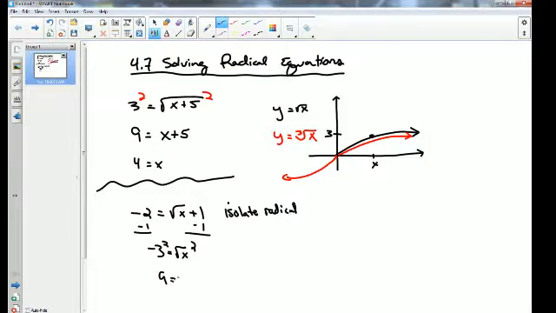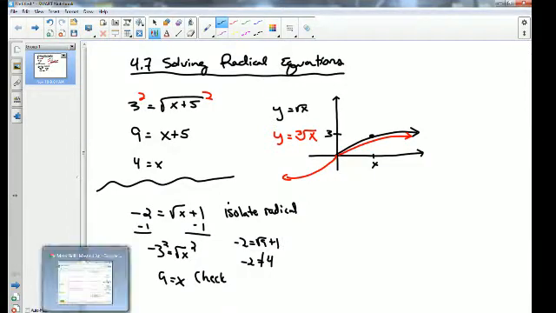9 equals x? Yes. But tell me what? I thought the square root of 9 was 3 and plus 1 was 4. Is that 4? We always have to check our answers. So check it in the original. Does -2 equal the square root of 9 plus 1? Nope. Well, you could do the negative square. Yeah, but there's no negative.